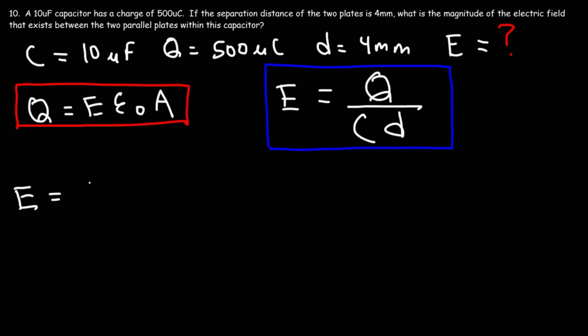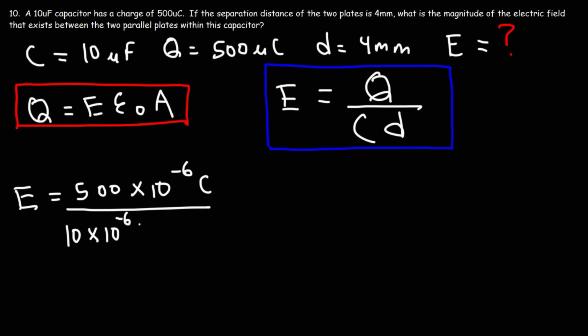Now let's plug in Q. Q is 500 microcoulombs. So that's 500 times 10 to the negative 6 coulombs. C is the capacitance, which is 10 microfarads. So that's 10 times 10 to the minus 6 farads. And then we're going to multiply that by the separation distance. That's 4 millimeters. We need to divide that by 1,000 to convert it to meters. So that's 0.004 meters. Now let's talk about the units before we get the answer.